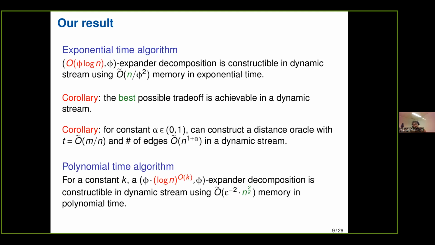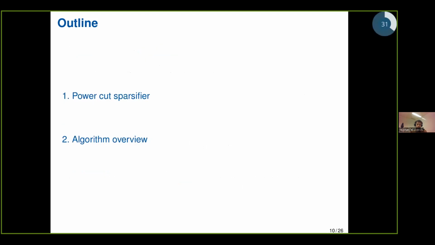We also give a polynomial time algorithm, which has a worse quality trade-off between epsilon and phi, and uses superlinear in n memory, but that still can be made sublinear in m. Okay. For the remainder of my talk, I will talk about the tools that we use to achieve this. First, I will introduce the concept of power cut sparsifier, which proved to be very useful for constructing an expander decomposition. And then I will talk a little bit about the algorithm itself and how it works.